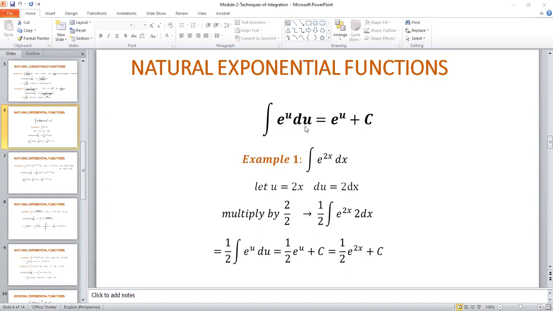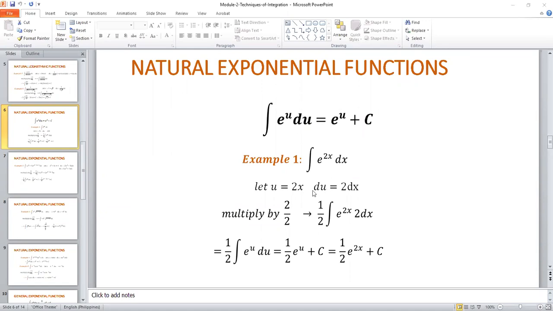So it's e^u du. This should be interpreted that together with the exponential function, the derivative of its argument should be present or complete. So it should be e^u du, and this should be your answer right away. For example, we start with a very simple exponential function here, e raised to 2x dx.